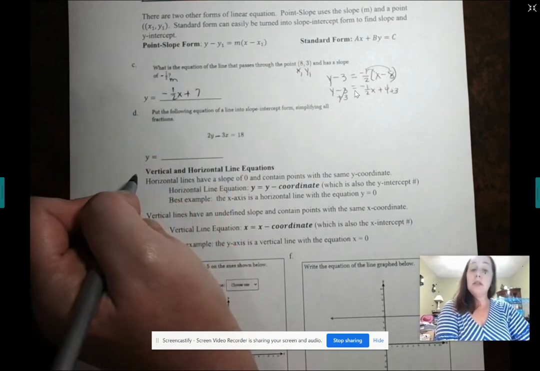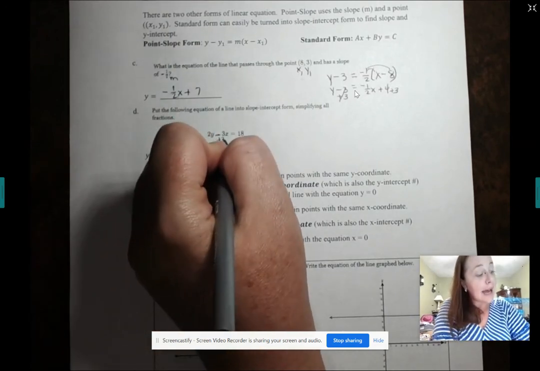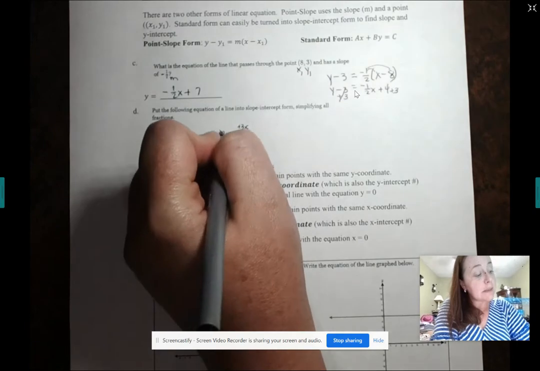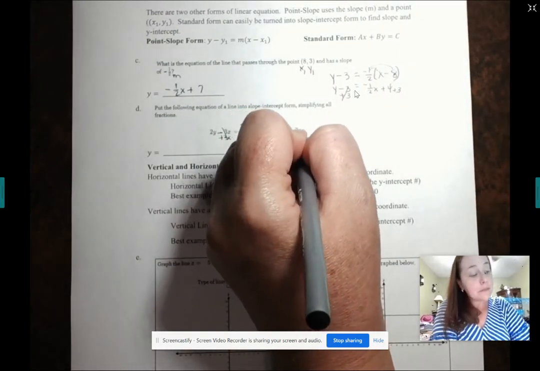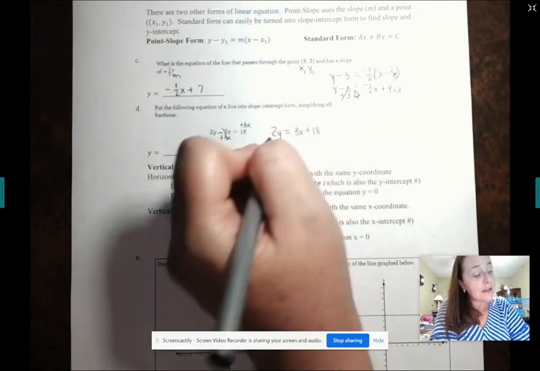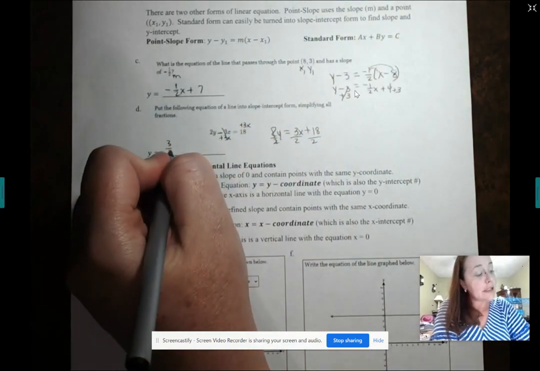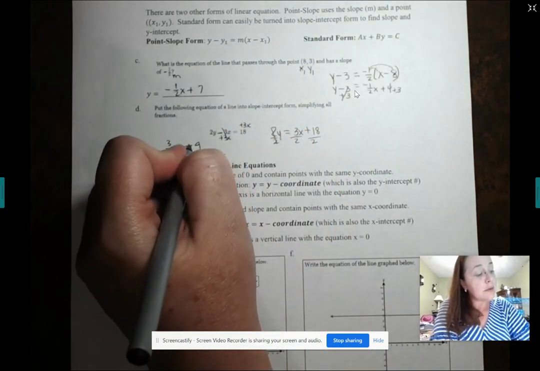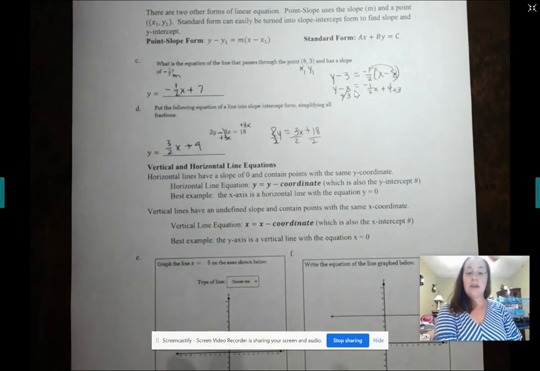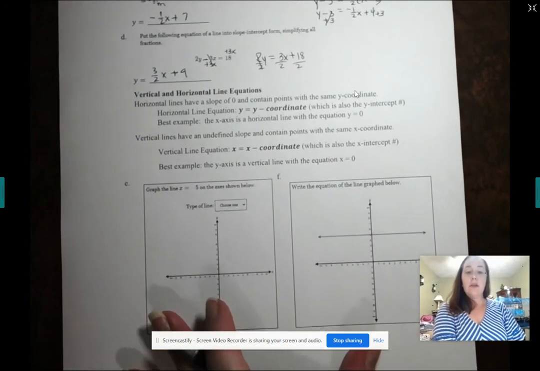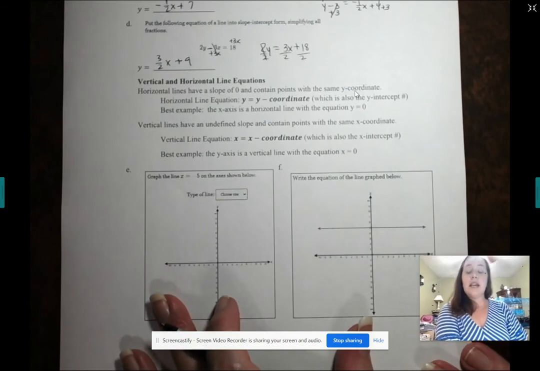What if you're given an equation in standard form and they want you to put it in slope-intercept form? Well, that just means you're solving for y. So I'm going to add 3x to both sides, and I'll divide by 2. And some things will have to stay fractions, and some things will reduce to not be a fraction anymore, 18 divided by 2.